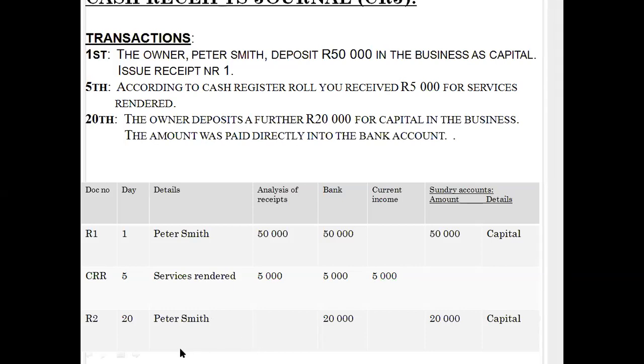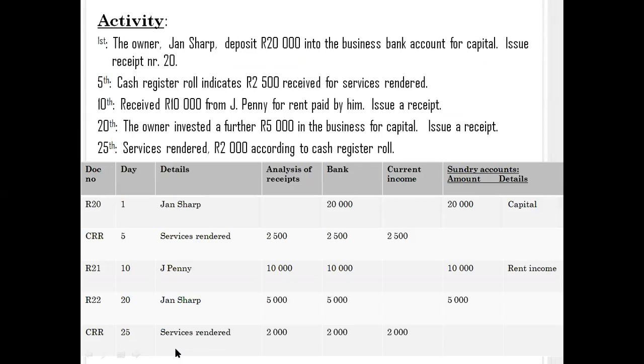Right, let's see. There's more, another activity, some more transactions. There are 2 for 5 transactions, and I've already entered them there. But we're still going to work through them, and then I'm going to give you a few to do. So on the 1st, it is saying the owner, Jan Sharp, deposits 20,000 into the business bank account for capital. Issue receipt number 20.